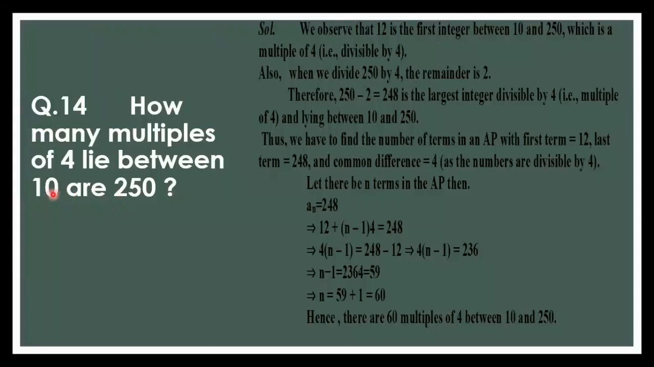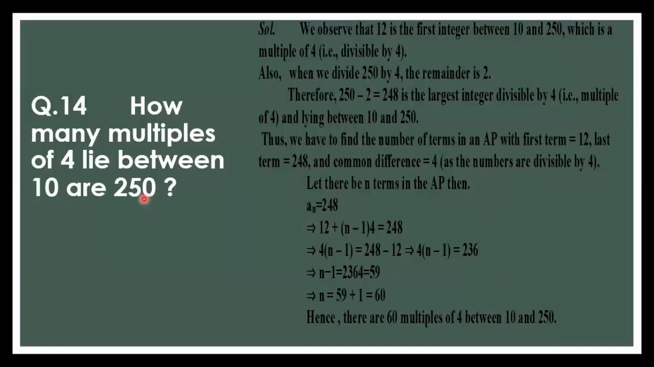We know that 10 is not a multiple of 4, and the next multiple is 12. Between 10 and 250, the next multiple of 4 is 12. Am I clear? That you take as the first number. That is A value. Am I clear, children?